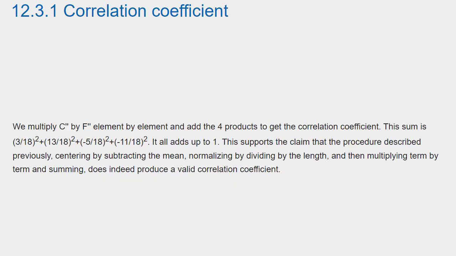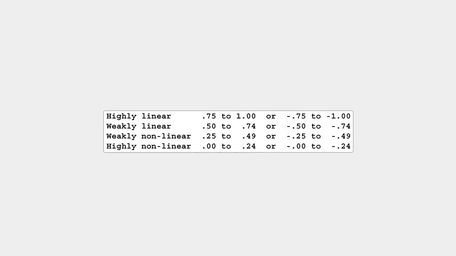We multiply C double prime by F double prime, element by element, and add the four products to get the correlation coefficient. This sum is (3 over 18) squared plus (13 over 18) squared plus (minus 5 over 18) squared plus (minus 11 over 18) squared. It all adds up to 1. This supports the claim that the procedure described previously, centering by subtracting the mean, normalizing by dividing by the length, and then multiplying term by term and summing, does indeed produce a valid correlation coefficient.